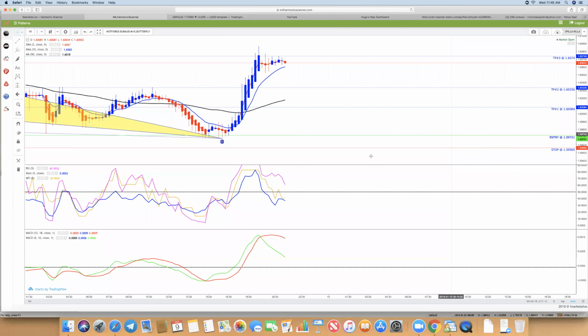This is perfection. This trade is sheer perfection. Oh, dude. All right. How many of y'all see how beautiful this trade is?